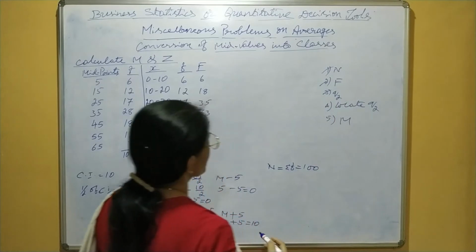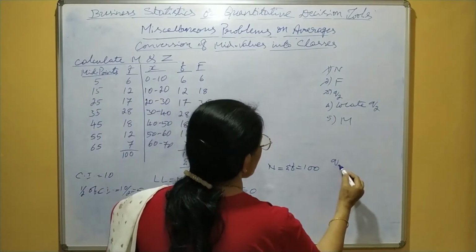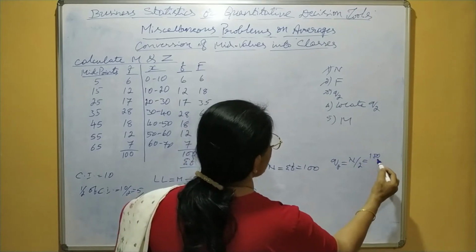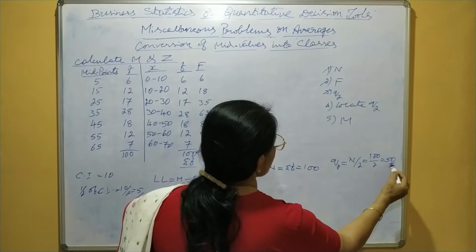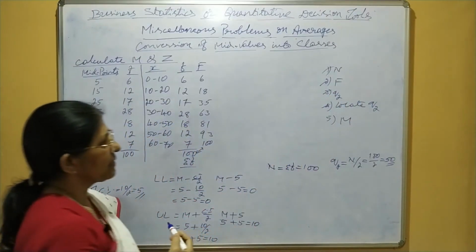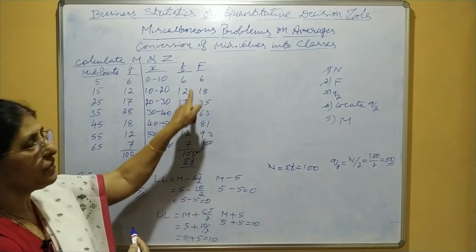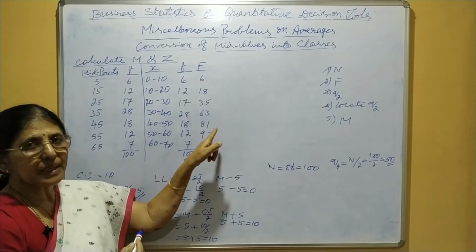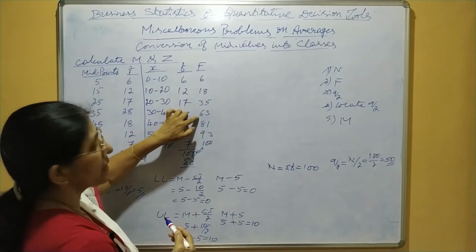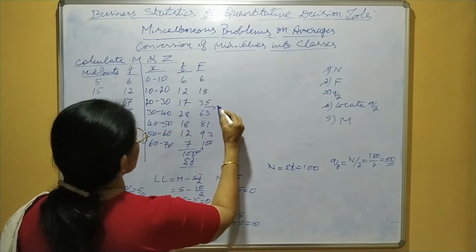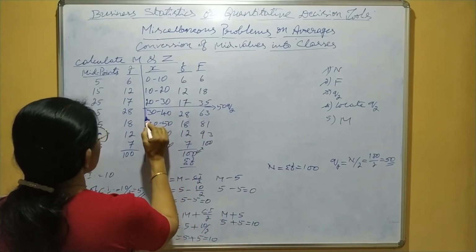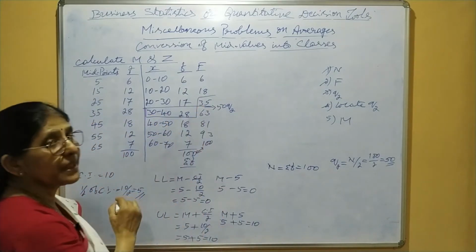Now we have to find out Q2. Q2 equals n by 2. n is how much? 100 divided by 2. Q2 equals 50. Now, next what you have to do? Locate this Q2 in the cumulative frequency column to get the median class. Q2 is 50. 50 lies between 35 and 63. Locate here 50, that is Q2. Now here this 30 to 40 is the median class.